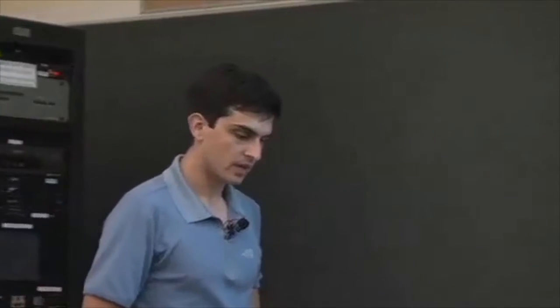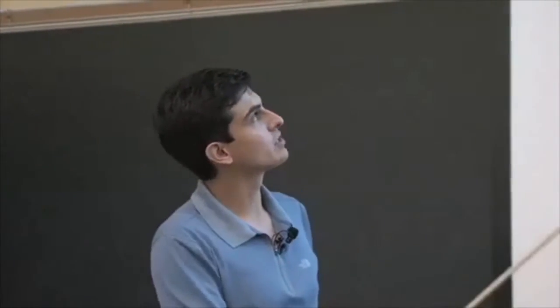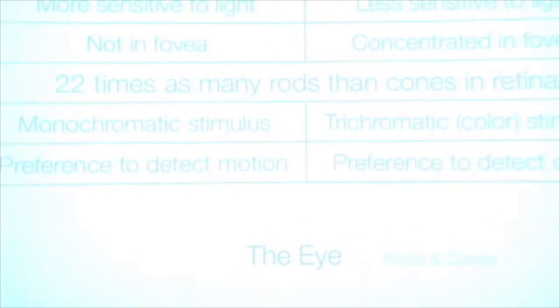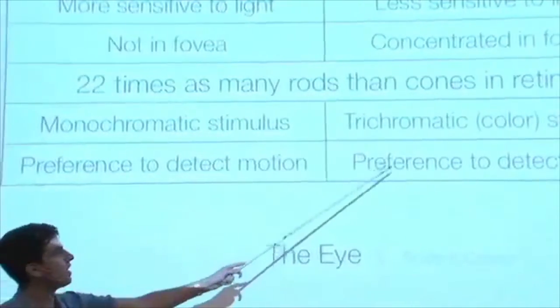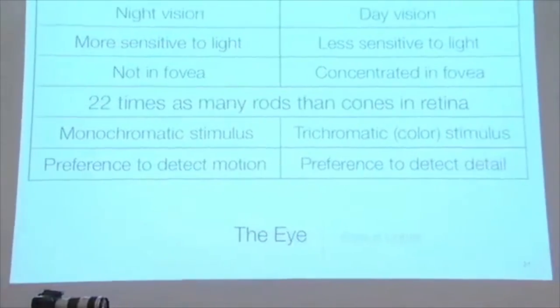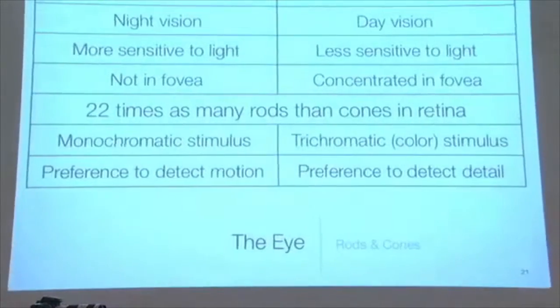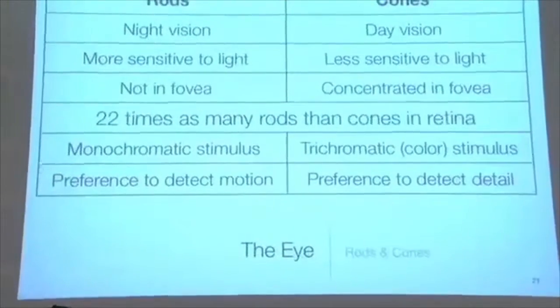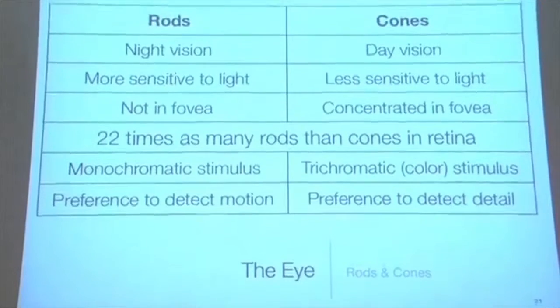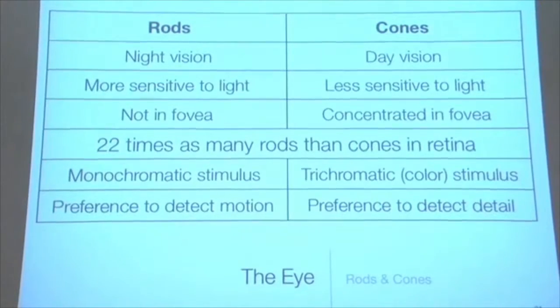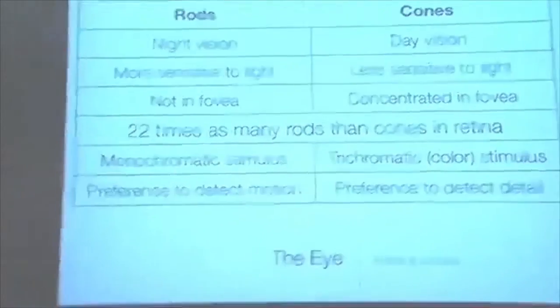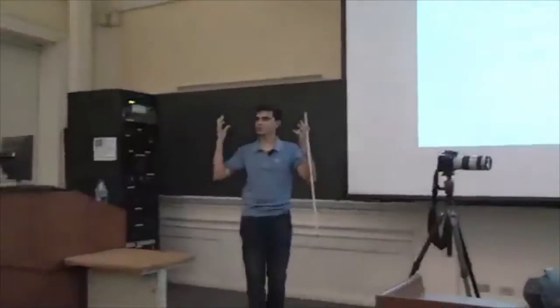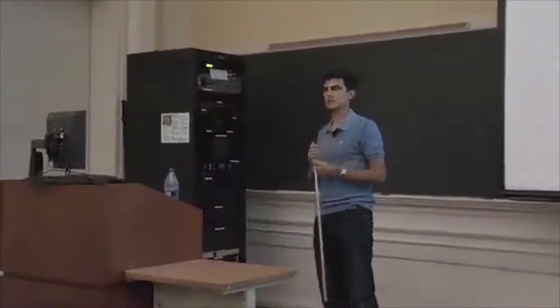Another thing about rods and cones that I mentioned before is that rods are better at detecting motion. They're a bit faster, so to speak, whereas cones are better at detecting detail. This is why our peripheral vision is very, very good, not only at night, but also with objects that are coming towards us or away from us. We're able to detect motion a lot better in our periphery than right in the middle of our vision.